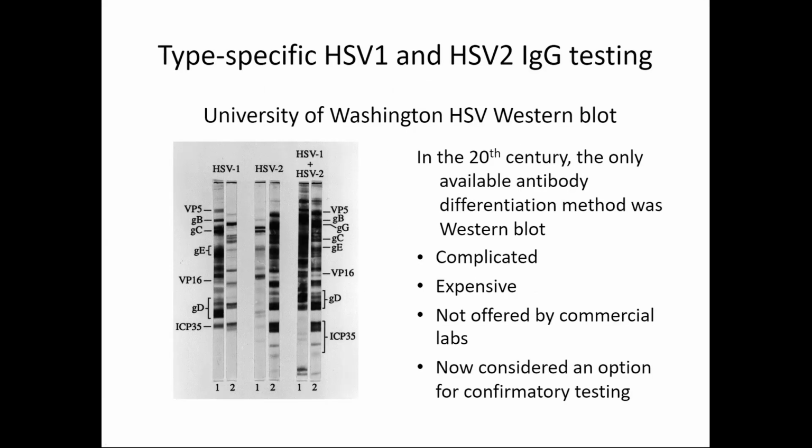So let's move on to type-specific HSV testing. Way back in the 20th century, the only available antibody differentiation method was the University of Washington Western blot. As I hope you can tell from just looking at this picture, this is an extremely complicated, work-intensive assay. It's quite expensive. It is not offered by any commercial lab. It's only offered at the University of Washington. But this is now considered one of the options for confirmatory testing, and we'll talk more about that in a couple of minutes.